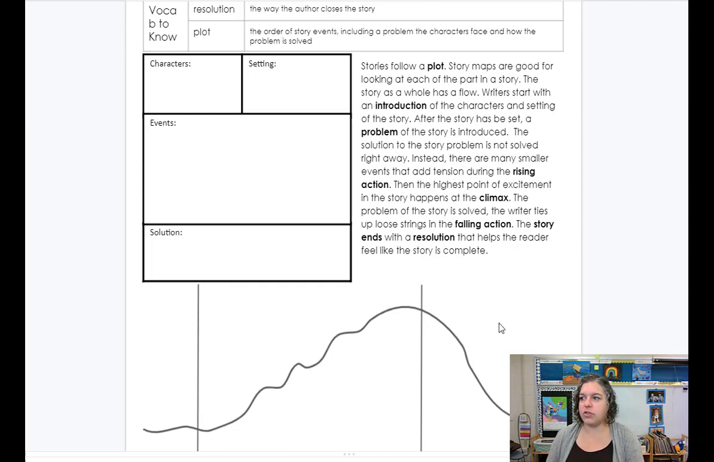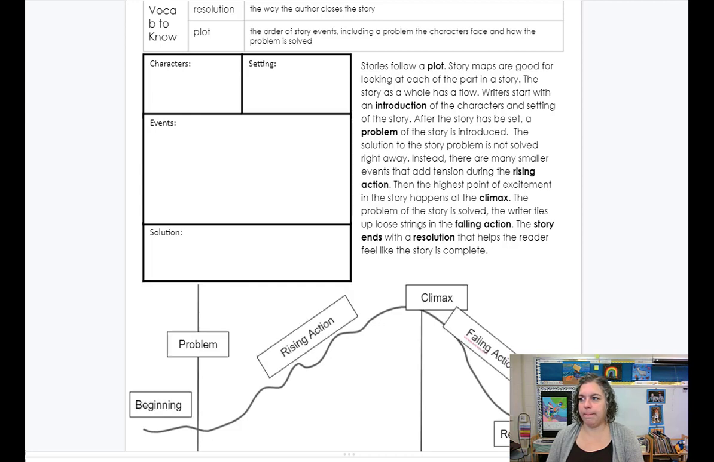So we're going to label this story arc right here. Here we have the beginning of the story. The problem is this line right here, which then leads to the rising action. Then the most excitement happens at the climax, followed by the falling action as things get tied together, and then the story ends with the resolution.